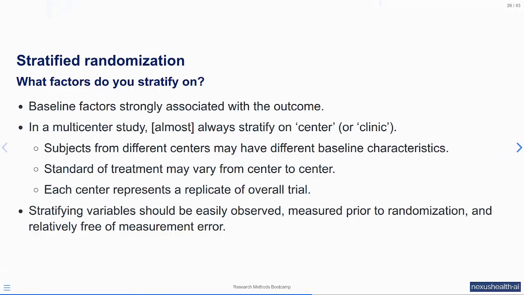Stratifying variables should be easily observed, measured prior to randomization, and relatively free of measurement error.